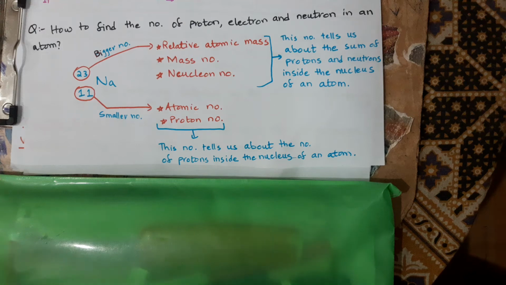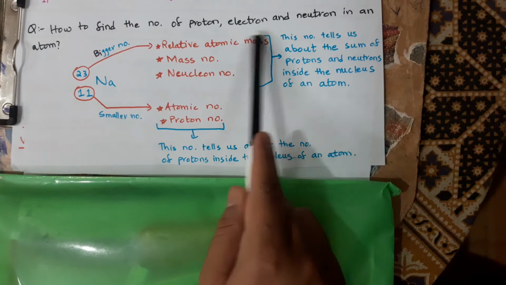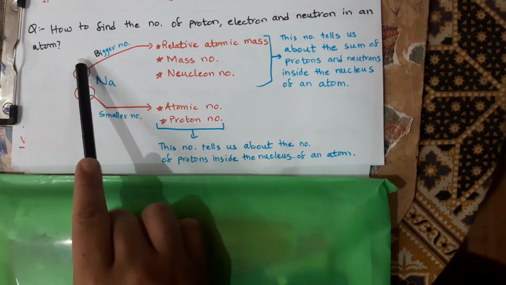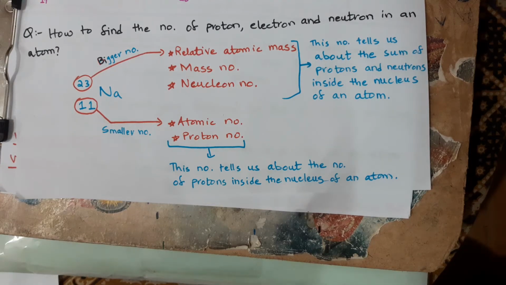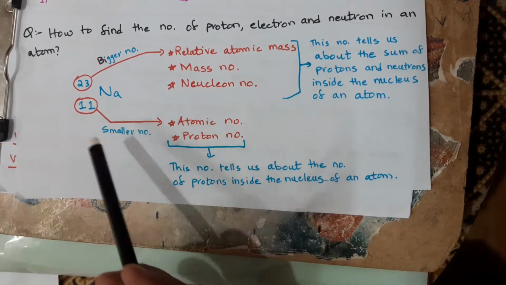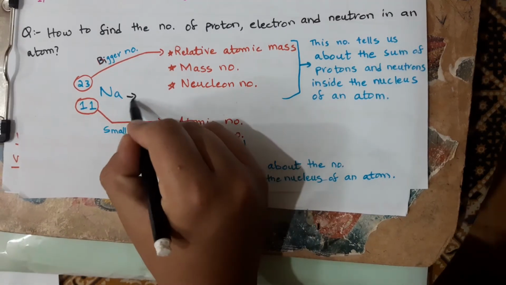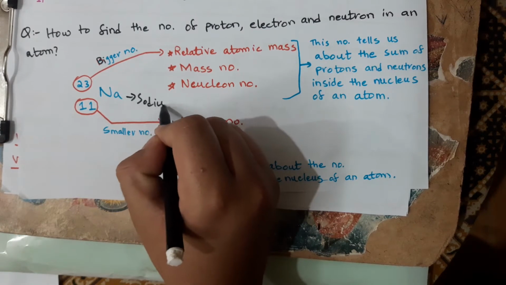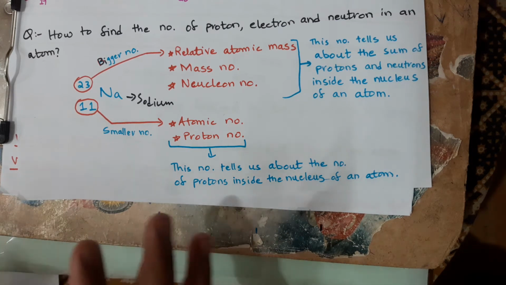Guys, so now moving on, we'll learn about how to find the number of protons, electrons and neutrons in an atom. For that, what you actually have to do, for example, I take an element here, Na for sodium. You can take any element, and the examiner will also ask you these kinds of questions.